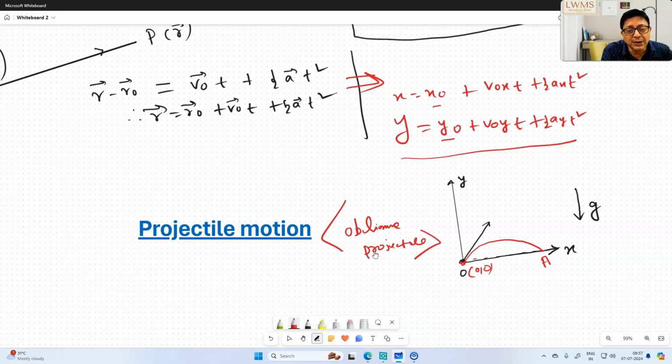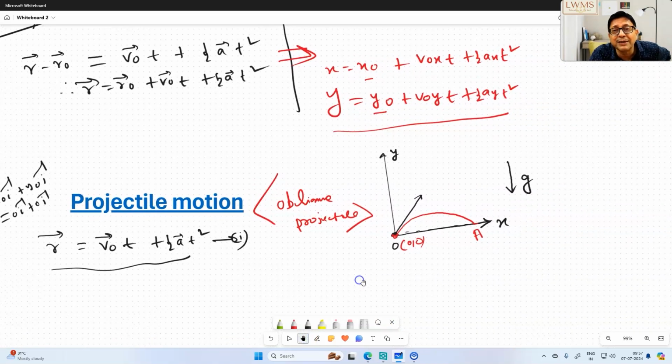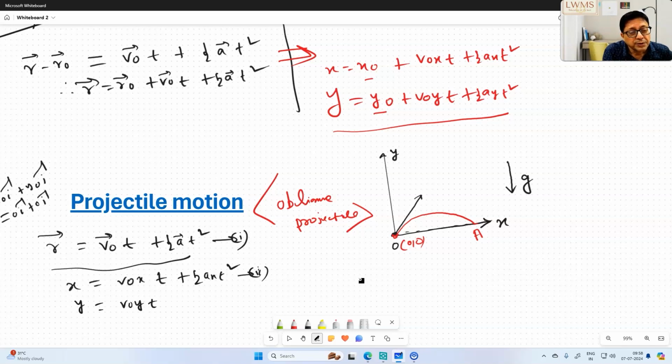So putting x0, y0 equal to 0, let us write r first. What is r going to be? r0 means x0 i plus y0 j. You have chosen the origin at this point, so this is 0i plus 0j. So r will be 0 vector plus v0 vector into t plus half a vector into t square. And these equations, let it be our equation 1. And these two equations, if we take the components along the x and y axis, can be rewritten: x is going to be equal to, because you have taken x0 as 0, v0x t plus half ax t square, and y equal to v0y t plus half ay t square.